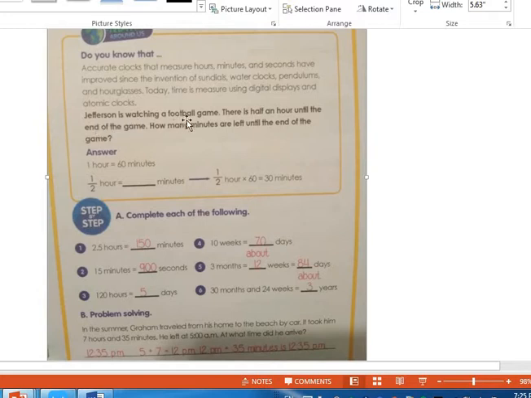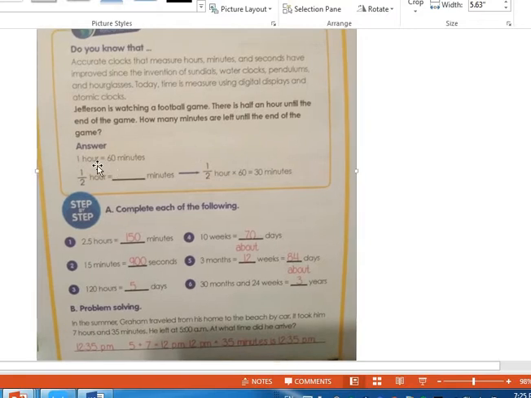Jefferson is watching a football game. There is half an hour until the end of the game. How many minutes are left until the end of the game? It's very easy now. If I know that 1 hour equals 60 minutes, so half an hour equals half times 60, so it will give you 30 minutes, right?